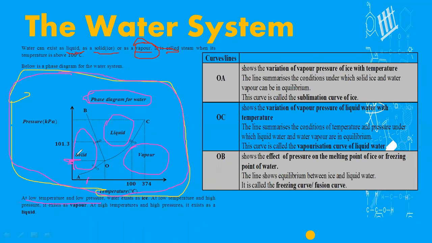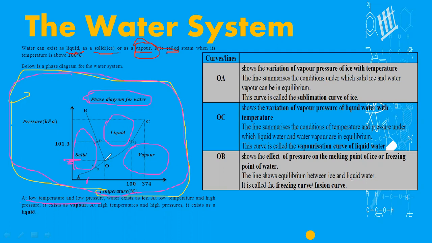Water will exist as ice at low temperatures and low pressures. Then at low temperature and high pressure, that is this region here. See that region? Temperature is low, pressure is high. Water will exist as vapor. And then at high temperatures and high pressures, it exists as a liquid. So that's the difference between the phases.